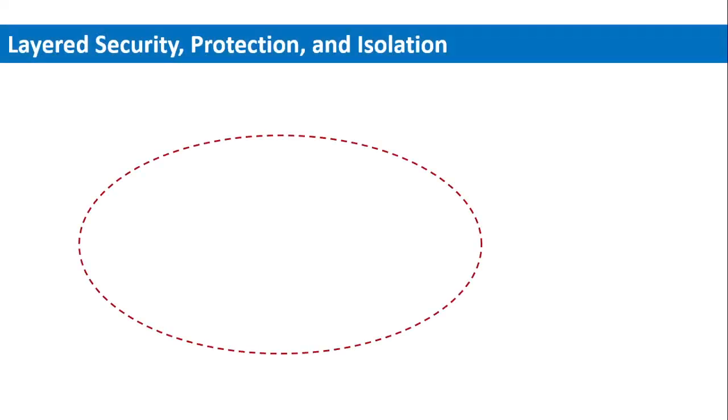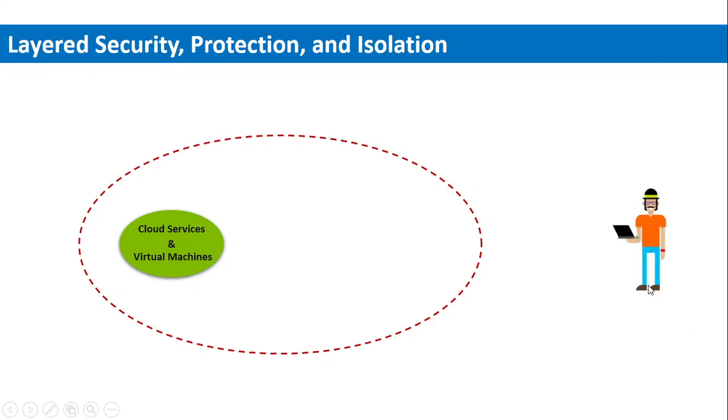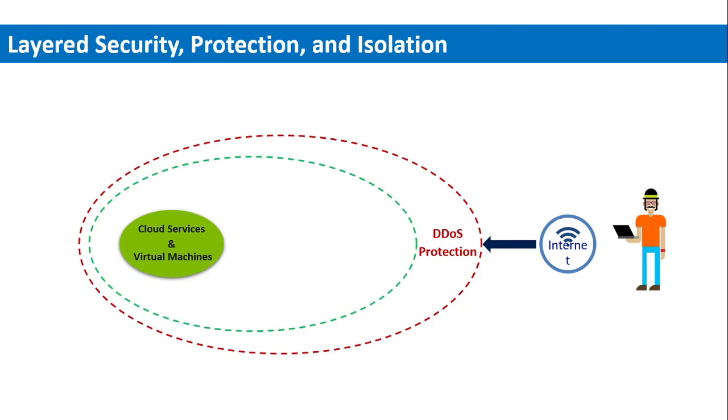Let's say that this is your Azure environment and this is your cloud service or virtual machine, anything. This could be a PaaS service or this could be a virtual machine. And this is the attacker. He wants to attack your virtual machine. He's coming from the internet, definitely. And when he's coming to attack, he has to pass through multiple layers. One is the DDoS protection. Azure has DDoS protection enabled by default for its environment.